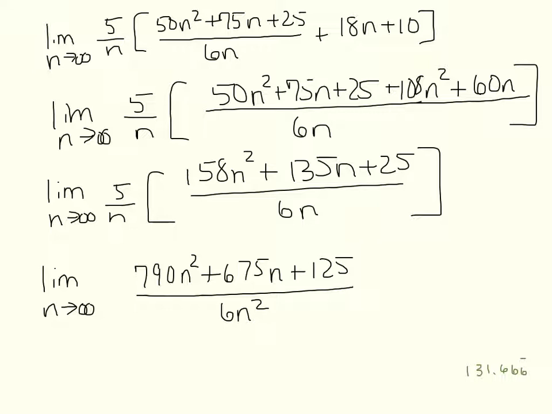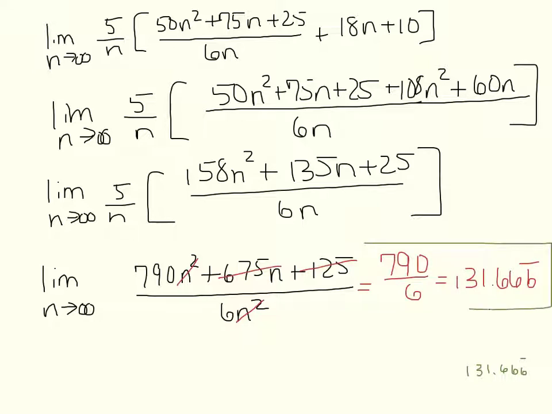We're taking the limit as n goes to infinity. So essentially we know that those two terms over there at the right, the 675n and the 125, are just going to 0, because when you divide through by n squared, they go to 0. When I divide the n squareds out, I'm left with 790 over 6. Guess what? 790 over 6 is 131.666 repeating. Holy cow, look at that. That's exactly what we expected it to be.